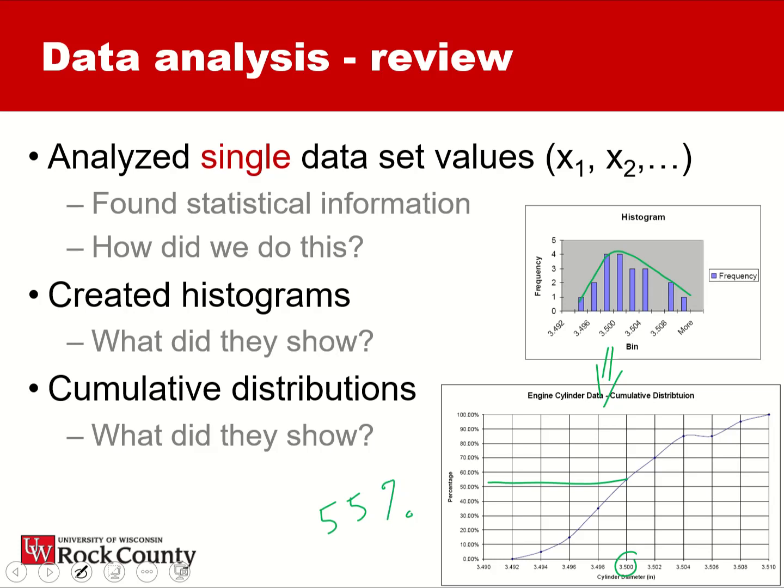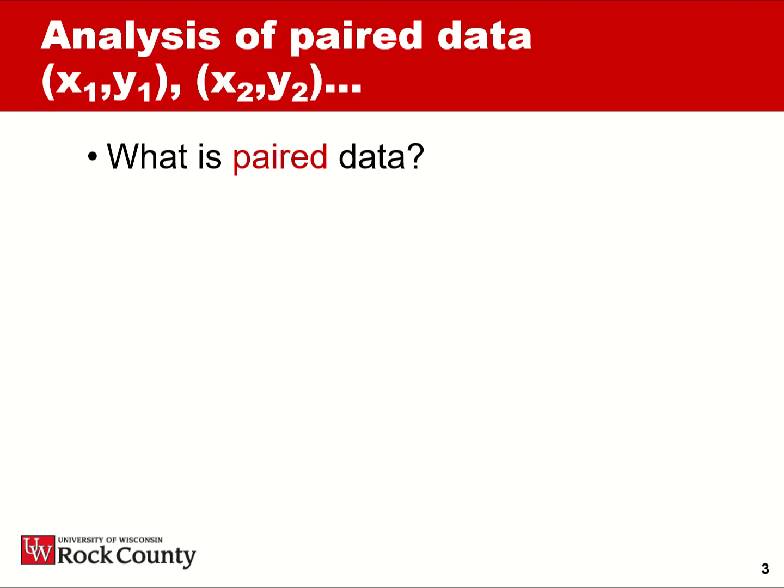So 55% means that we will get one that is that size or less. That's what each of these things showed us. This isn't the only type of data set that we have, which is this single set of data, just a value such as the diameter or some dimension on a part, or our test grades. Typically we have some relationship between things, and that is what we call paired data. Paired data has some relationship between X and Y, and we're going to look at that type of data.